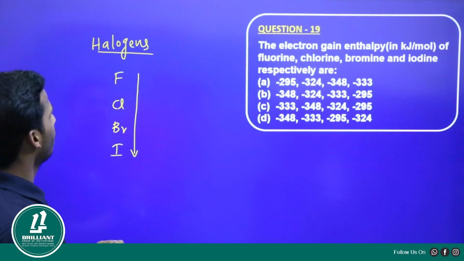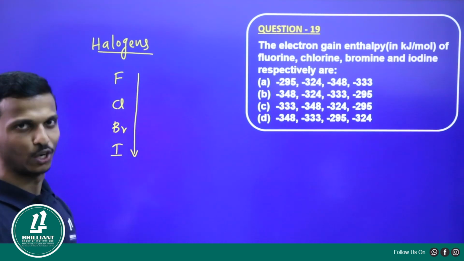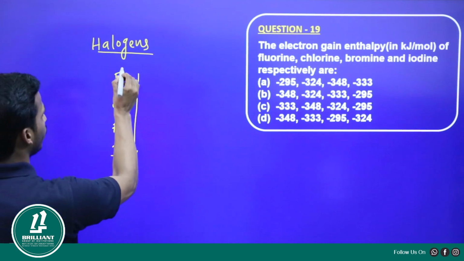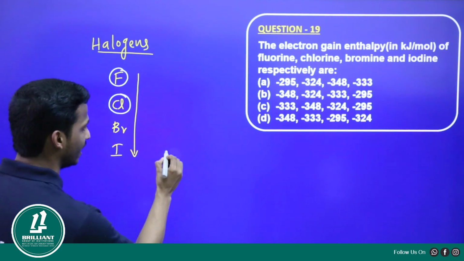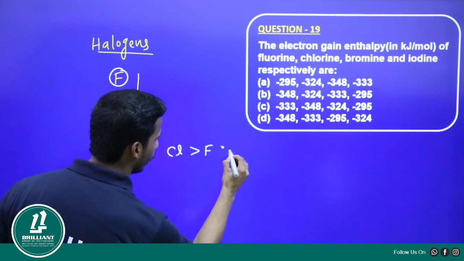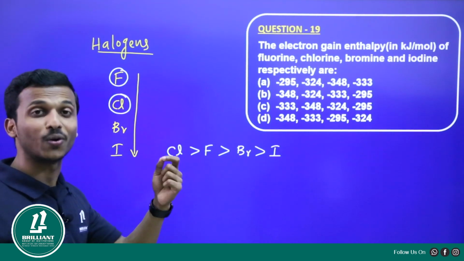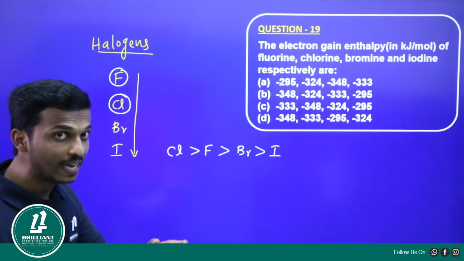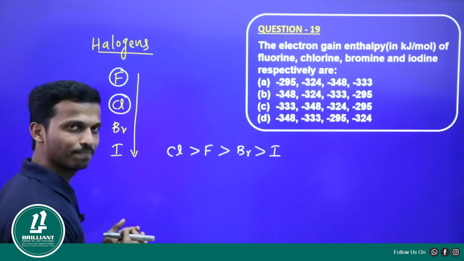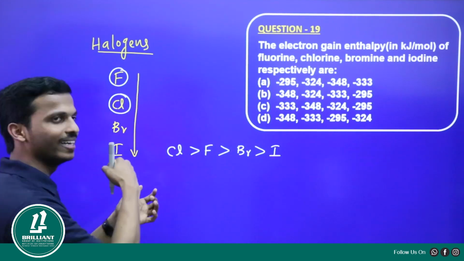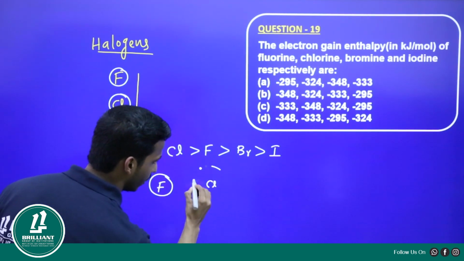Less negative like that. But here, you have studied some exceptional characteristics in the 17th and 16th group. While you are coming from fluorine to chlorine, the exact order of their electron gain enthalpy is chlorine greater than fluorine greater than bromine greater than iodine. This is the exact order of their electron gain enthalpy. Why? Normally, down the group, electron gain enthalpy will be less negative. It should be decreasing. But fluorine and chlorine, why did they interchange? You know, fluorine is a very small element and chlorine is a little bit bigger.